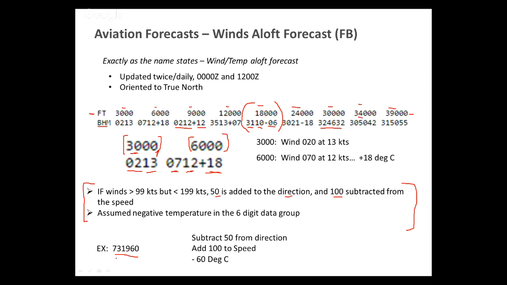Well, we're going to subtract 50 from the direction. We're going to add 100 to the speed. And our temperature is assumed negative in the 6-digit data group. So 230. Take 73, subtract 50, so we've got a 23. Take our 19 and add 100, and we've got 119 and -60.